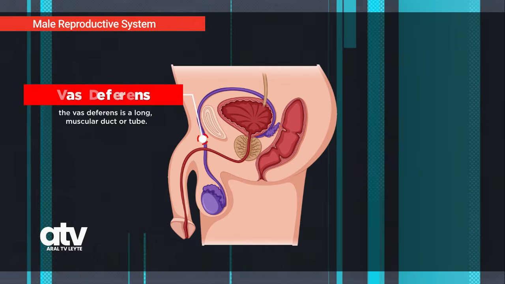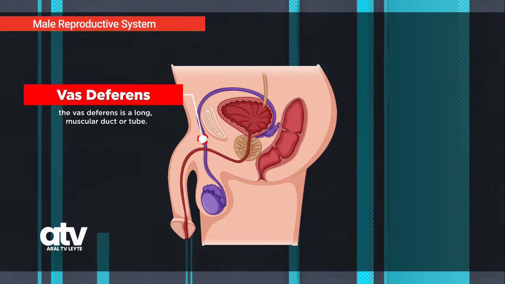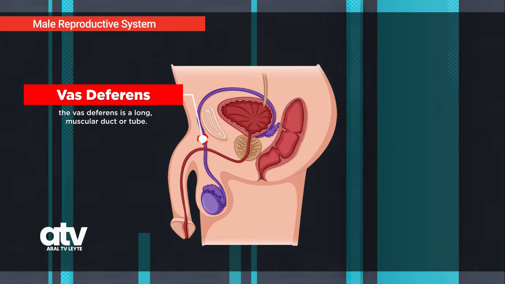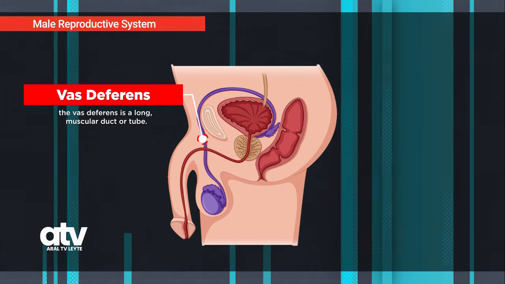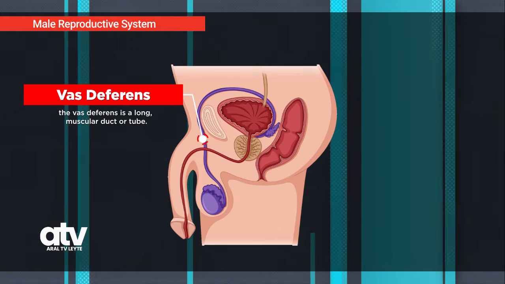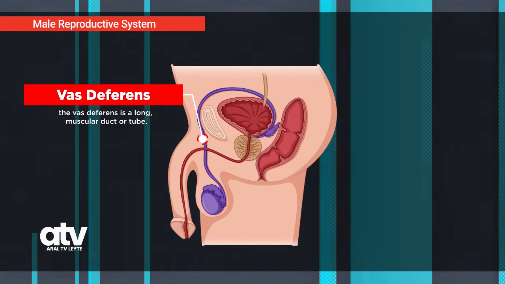Vas deferens or sperm duct. The vas deferens is a long, muscular duct or tube. It serves as the passageway of the sperm cells released from the testis. It also connects the testis to the seminal vesicle and the urethra.